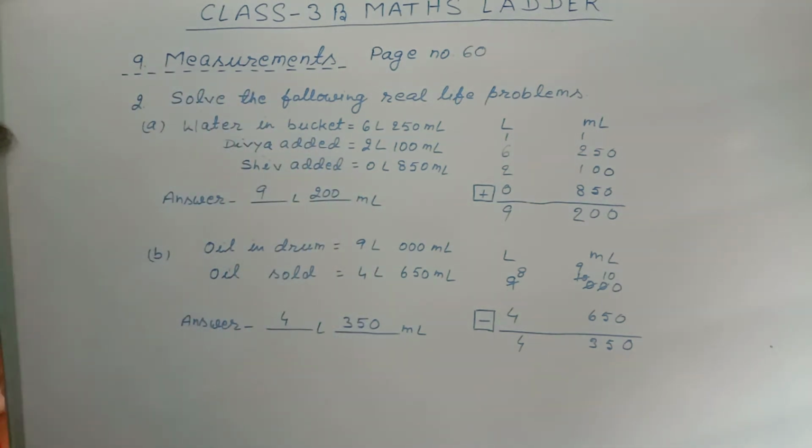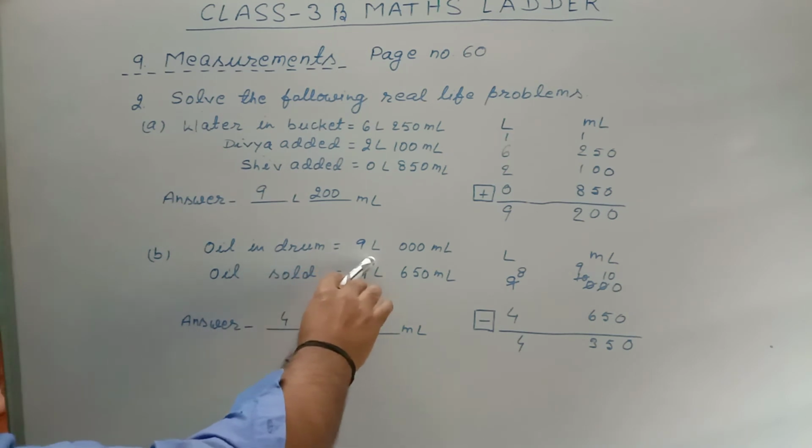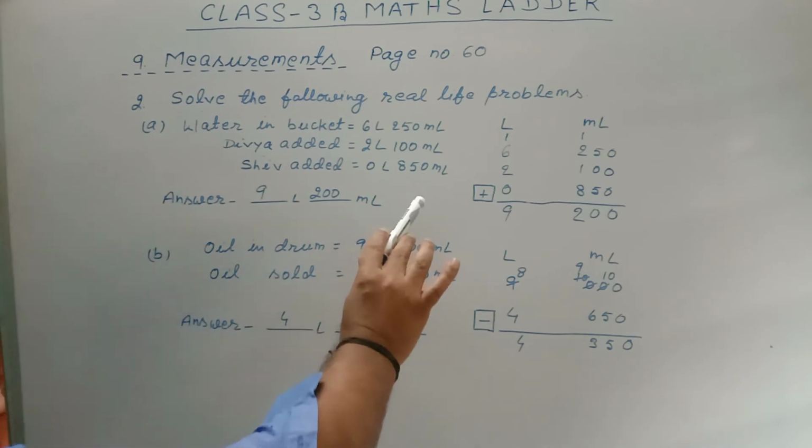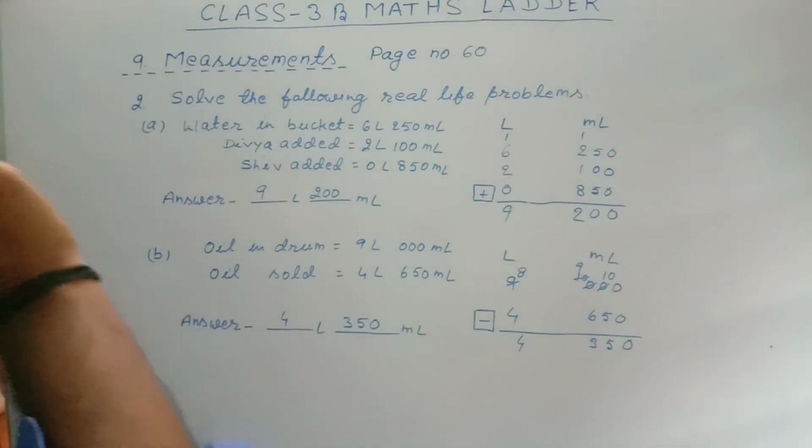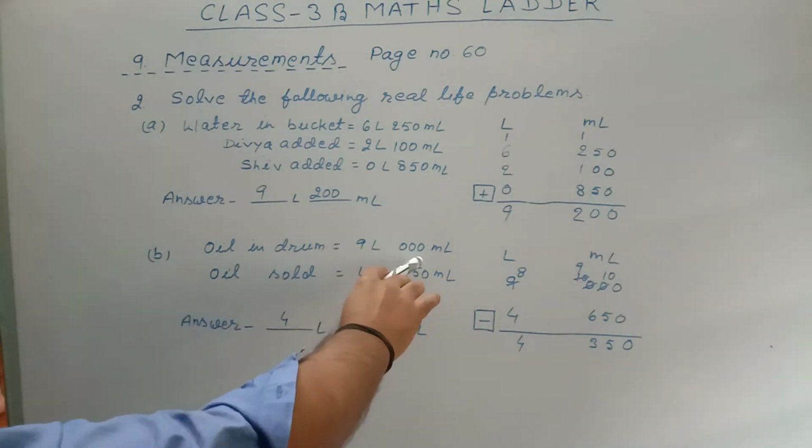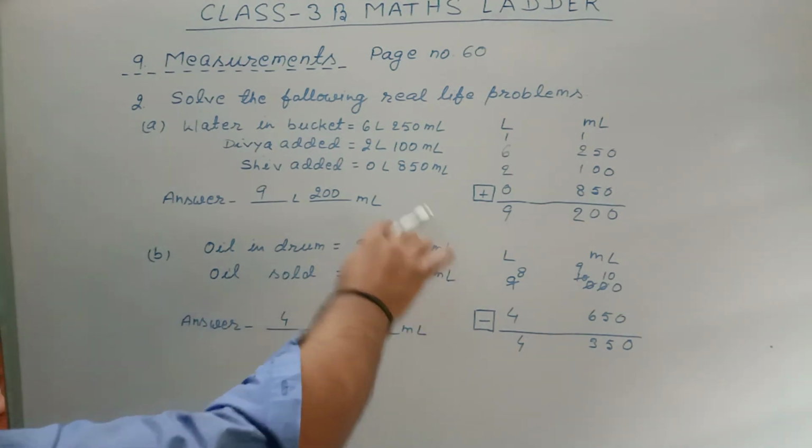Now in question number B. A drum contained 9 liter oil, of which 4 liter 650 milliliter was sold. How much oil does the drum contain now? Statement: oil in drum equal to 9 liter 000 milliliter. Because milliliter is not there, only 9 liter is there. So at the place of milliliter I wrote 000 milliliter.